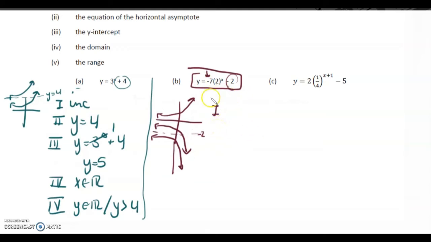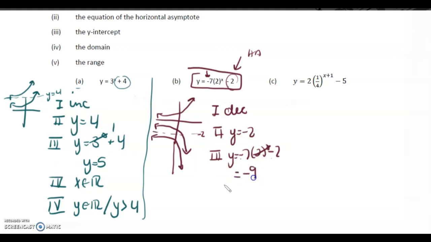Okay, so is it increasing or decreasing? This is now decreasing because we reflected it. The horizontal asymptote is y equals -2. It's this number right here. The y-intercept, let's go ahead and sub in 0. So I get -7 minus 2, I get -9.